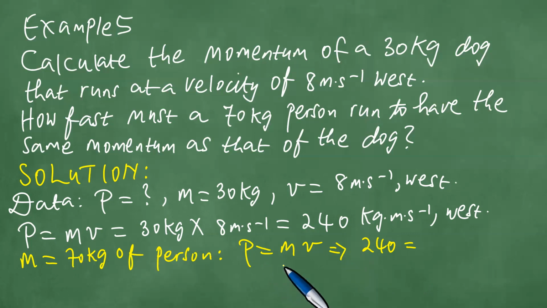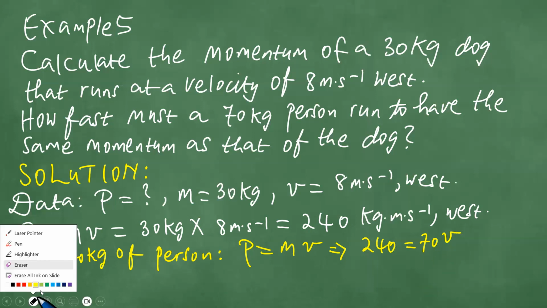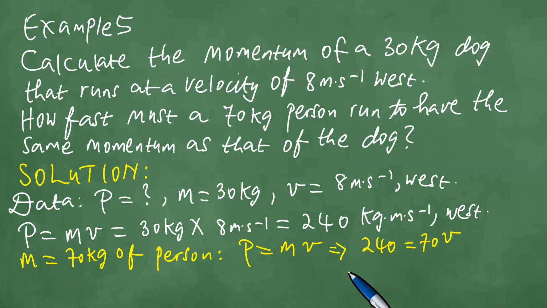So in other words, if the momentum is p equals mv, and now we're asking how fast must this 70 kilogram person run? The mass of the person is 70 kilograms. We put 70 here, and then we multiply by the velocity. Now we want to find the velocity, so we need to divide by 70 on the left and divide by 70 on the right. And what then do we get here? The velocity is 240 over 70.